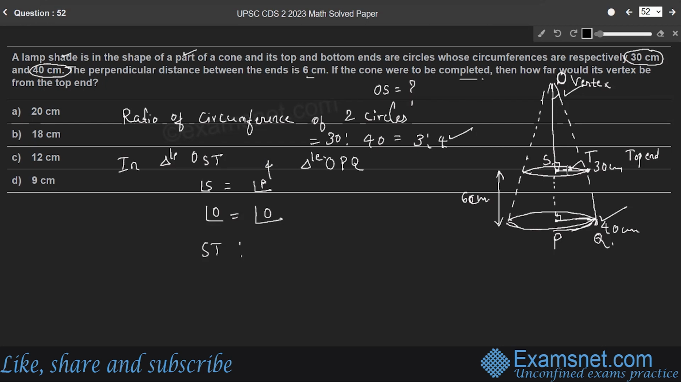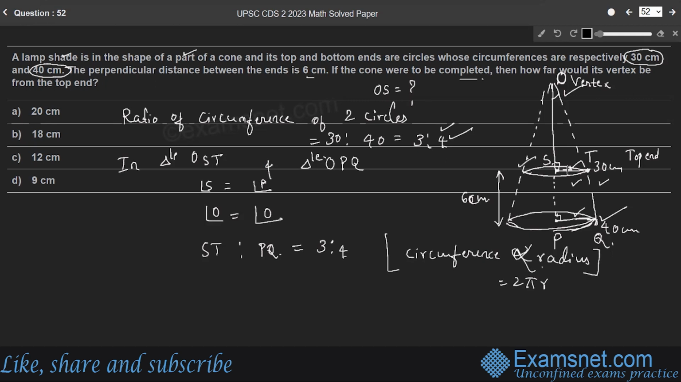ST to PQ ratio. We are not equating these two because the radii of the two circles are not equal. ST to PQ is equal to 3:4 because the circumferences of the circles are in the ratio 3:4, and circumference is directly proportional to radius, because circumference is equal to 2 pi r.